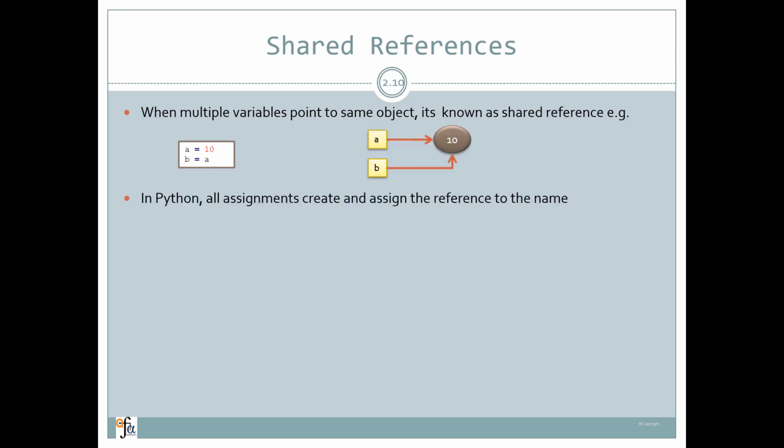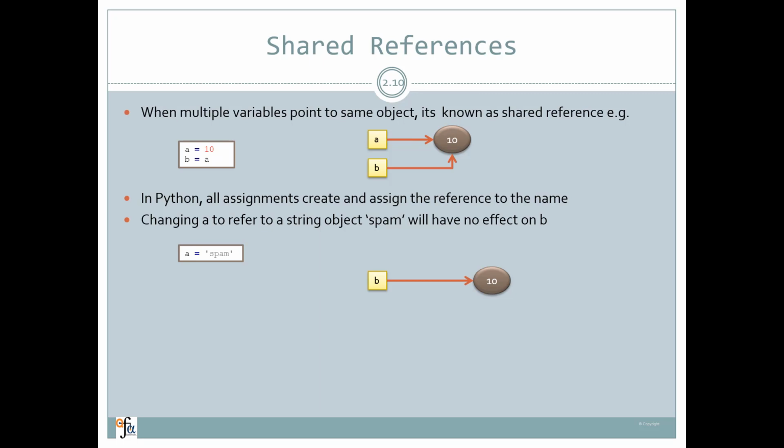In Python, all assignments create and assign the reference to the name. Now, if I assign a to a string object, say spam, this has no effect on b, and b is still pointing to 10. But by doing so, Python will create the spam string object and a will point to this object.